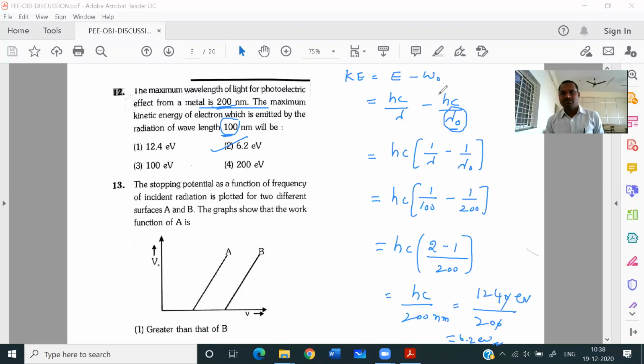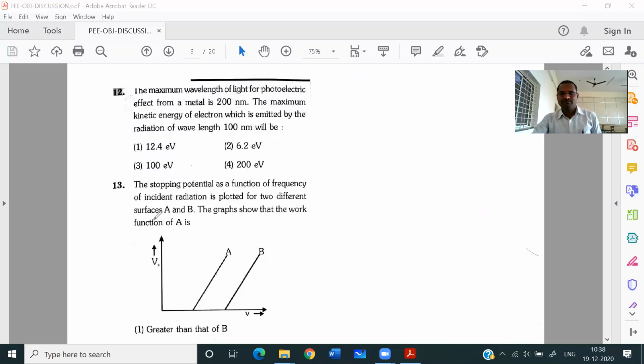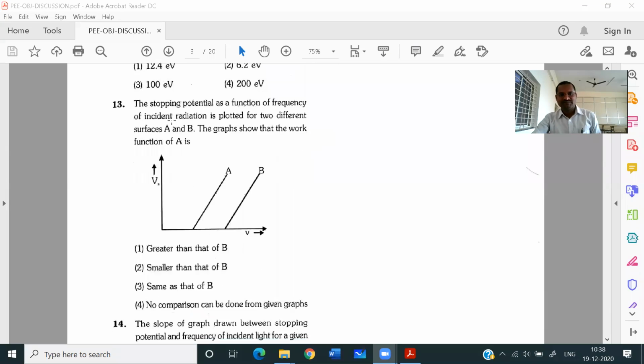Next, question number 13. What have they given? See, the graph is important. Graphs are important. You need to remember there are 3 questions on graphs like this. The stopping potential as a function of frequency of incident radiation is plotted for 2 different surfaces A and B. The graph shows the work function of A is.